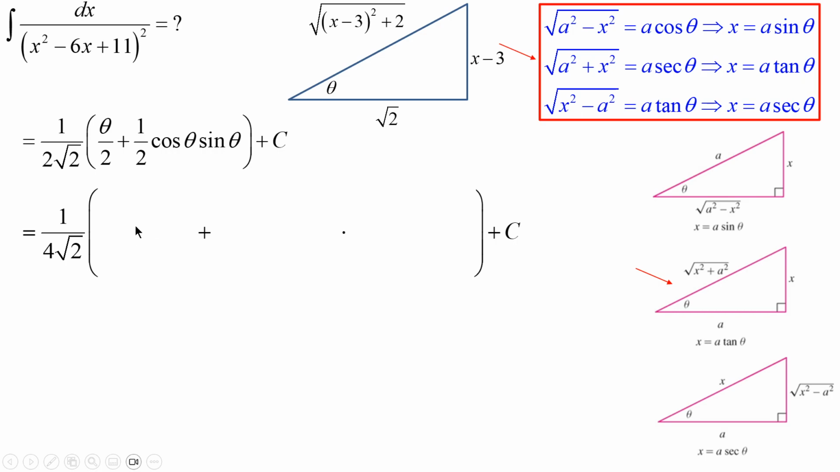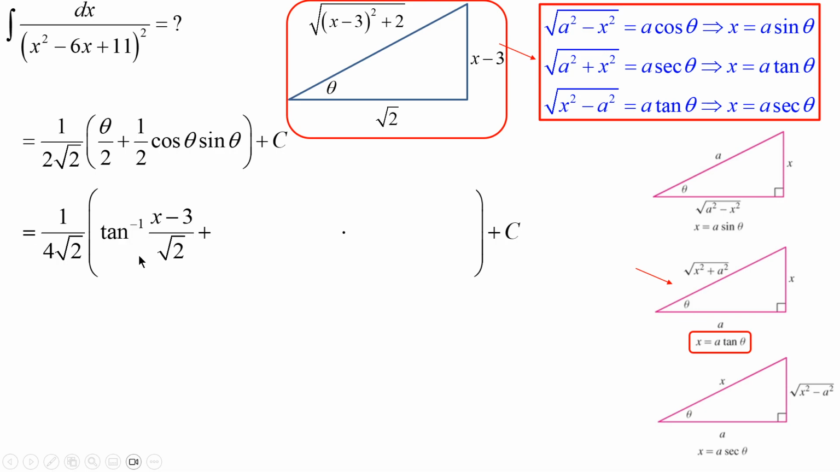All right? And I can use my triangle again, because theta, let's see my triangle. Do you see this right here? Okay, and that was root 2 tangent of theta. So I'm going to write this theta in terms of tangent. And do you agree that tangent of theta is x minus 3 over root 2? So theta would be inverse tangent of the quantity x minus 3 over root 2. And there that is right there.